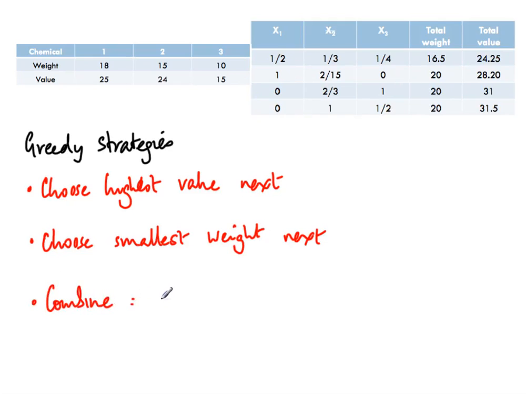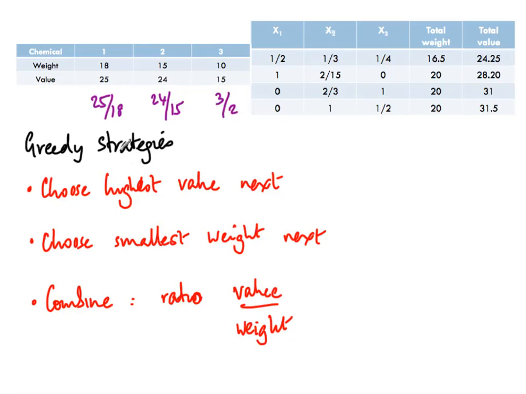So you want to look at the ratio of value upon weight. You want to say, if I take 1 unit of a particular chemical, what is the value that I will get for that 1 unit? We're really looking at the unit cost. So if we compute unit cost, for example, here the unit cost is 25 by 18. Here it is 24 by 15, which is actually 8 by 5, and here it is 3 by 2.